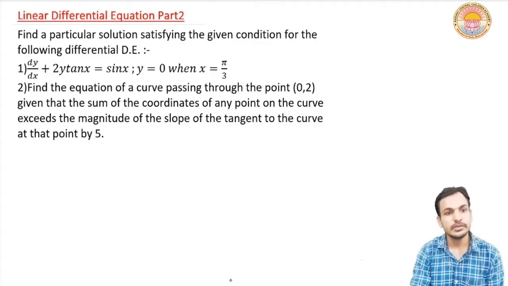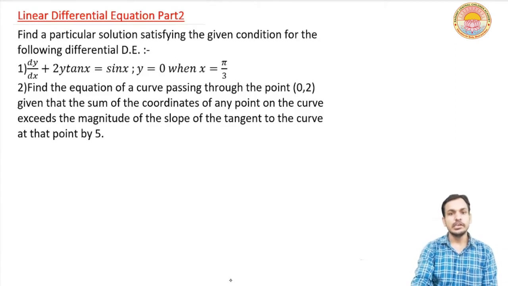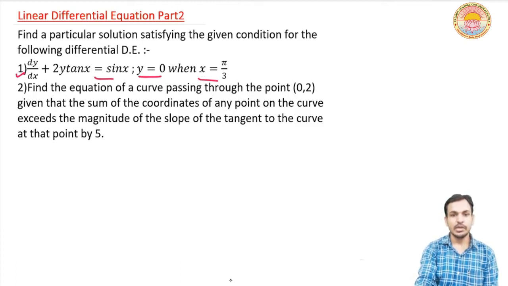So, here the question is, find a particular solution satisfying the given condition for the following differential equation. First question is, dy by dx plus 2y tan x is equal to sin x, and it is given that y is equal to 0 when x is equal to pi by 3. So using this condition, we have to find the particular solution for the given linear differential equation. Now to find the particular solution, first we have to find the general solution. So let us find the general solution first.